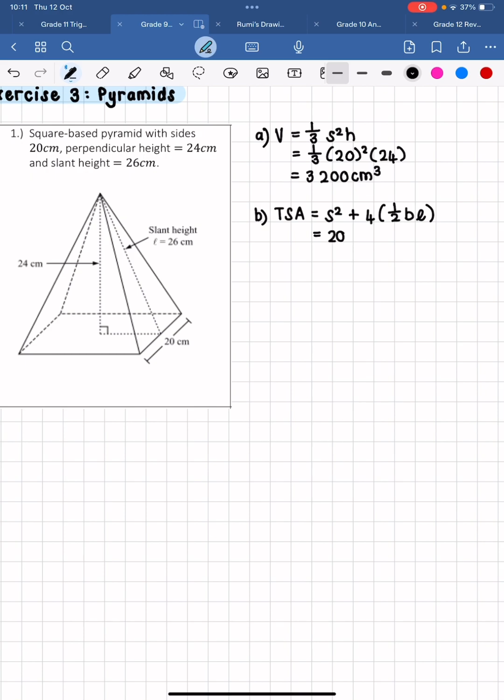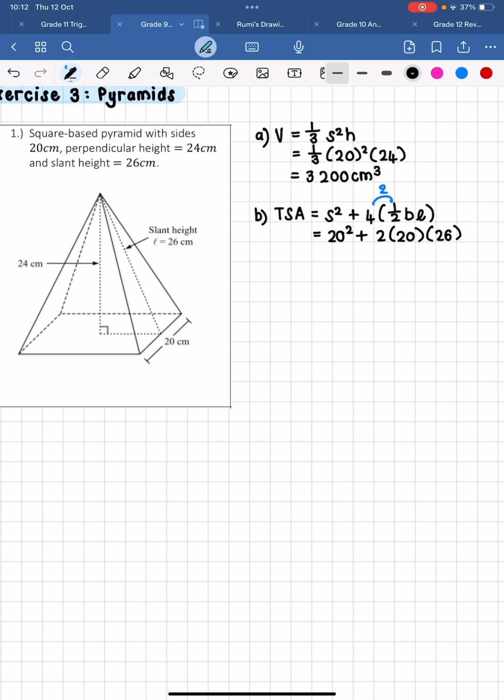Again, the side length of the square of that base is 20 plus... Now, guys, what's 4 times a half? 2. It's not a trick question. 4 times a half is 2. So for the next calculation, we can write 2 times the base of the triangle, which is what? What is the length of the base of my triangles? Look at that triangle. What's the base there? 20. And the perpendicular height of the triangle, the slant height of the pyramid, is 26.